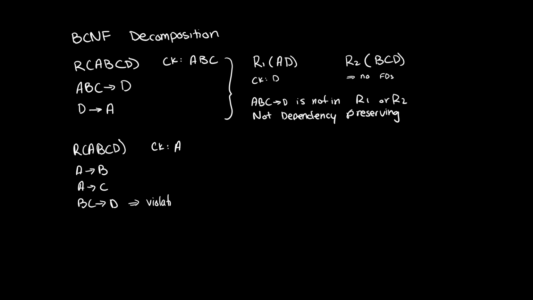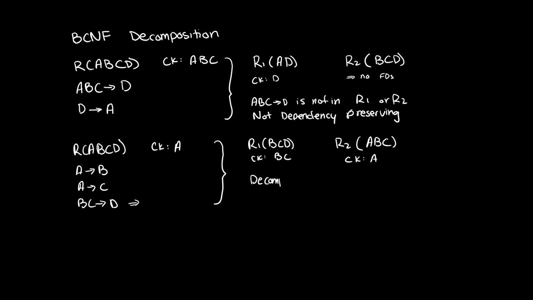In this example, BC to D violates BCNF, so we decompose into ABCD minus D, which is ABC, and BCD. Both these relations satisfy BCNF, so the decomposition is complete.